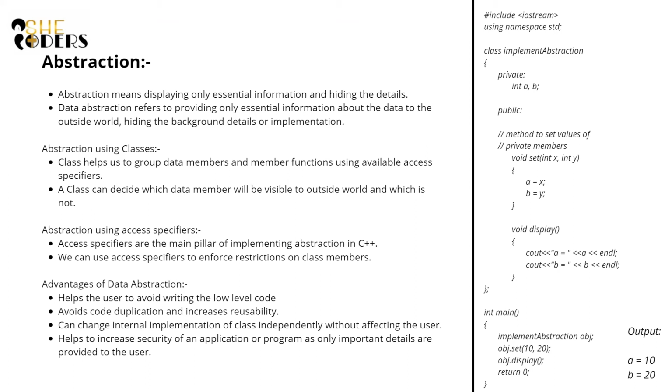So the advantages are that it helps the user avoid writing low-level code, it avoids code duplication, and it increases reusability. Since the beginning, I have told you that the concept of object oriented programming is only to make our work easier with no code duplication. We need to write a piece of code only once and we will be reusing that piece of code whenever we need it in the future. Data abstraction can also change the internal implementation of the class independently without affecting the user.